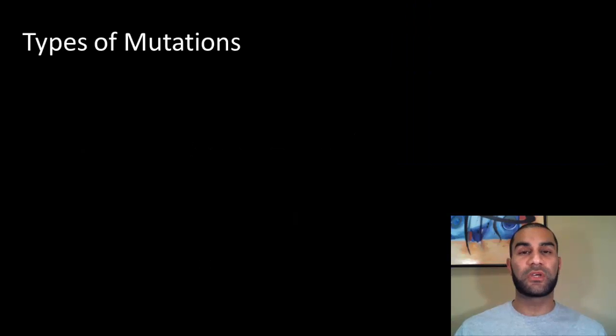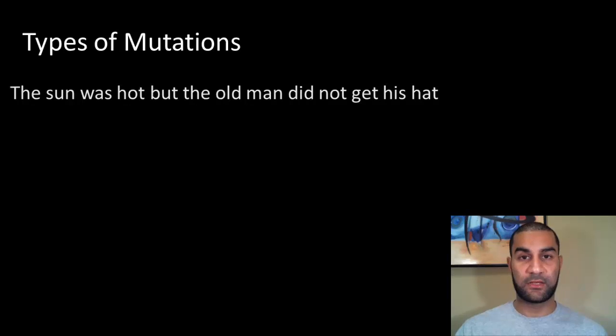I think the best way to try to visualize this would be to think of a general statement. So I'm going to put a sentence out here. I know there's no punctuation here, there's some grammar issues, I get that, but this statement just says, the sun was hot, but the old man did not get his hat. Now, as weird as that statement may be, there's a reason I chose it, and anybody who's watched the first lecture could probably tell me why I chose this particular statement.